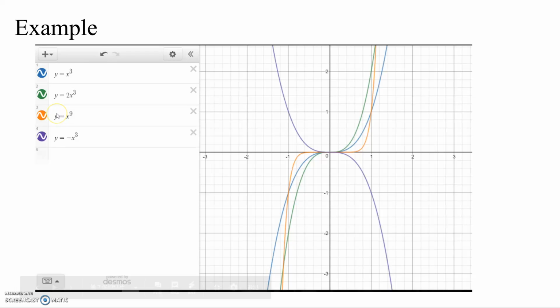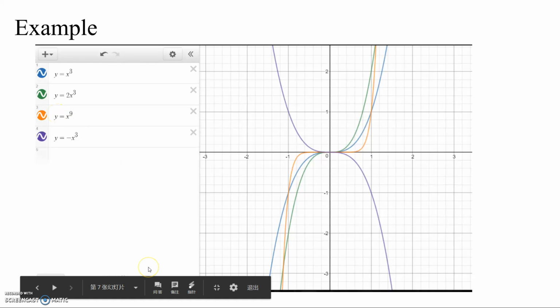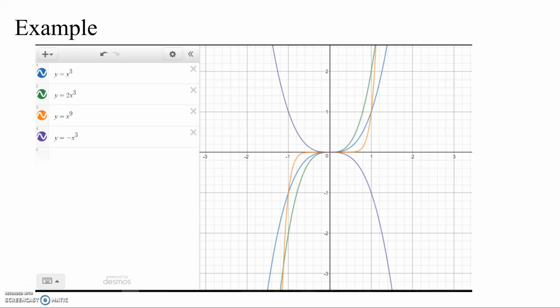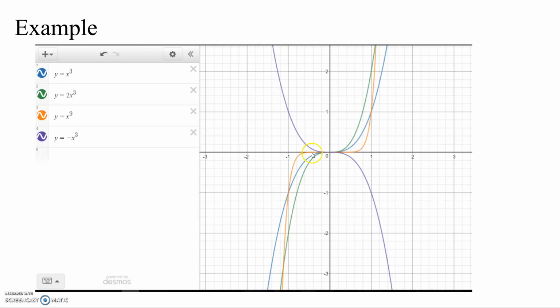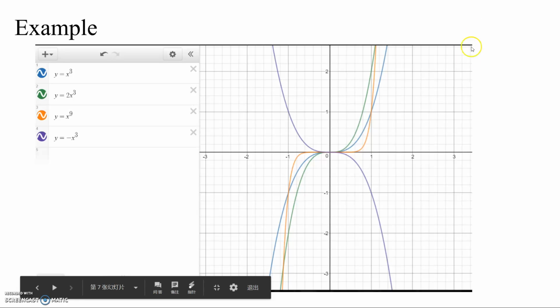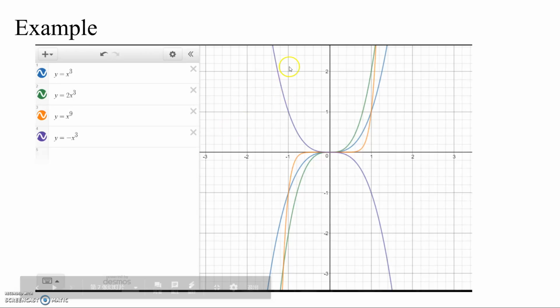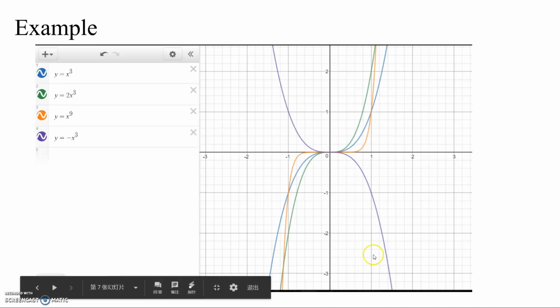So if the degree increases to y equals x to the power of 9, it's going to be flatter on the x-axis part. So it almost becomes a 90-degree angle. And if you add a -1 leading coefficient, it's going to flip over to the other side. So it's going to be symmetric about the y-axis.